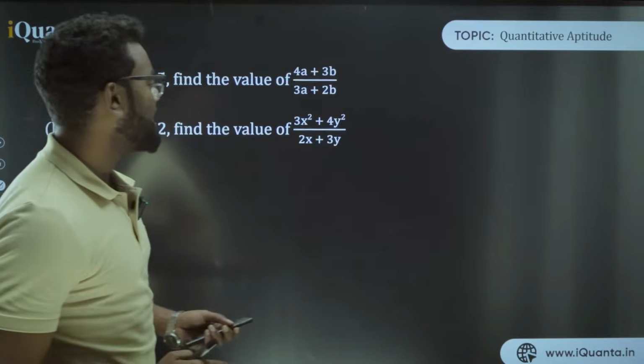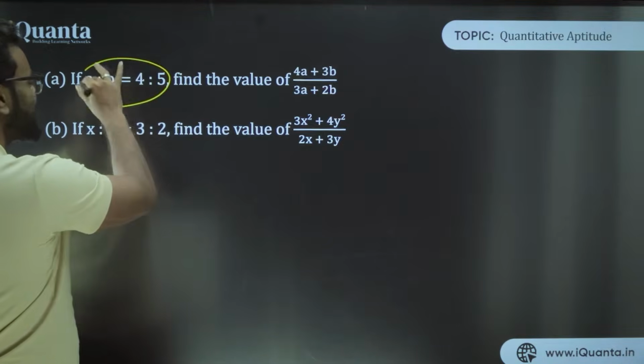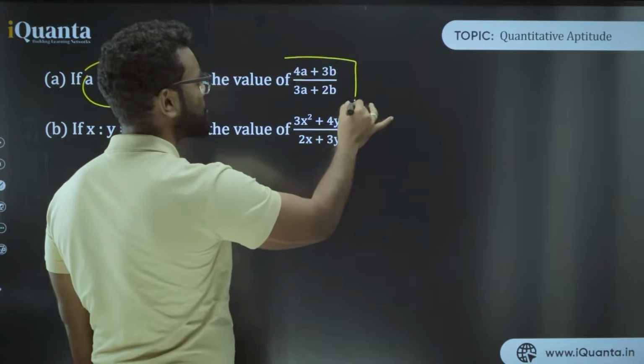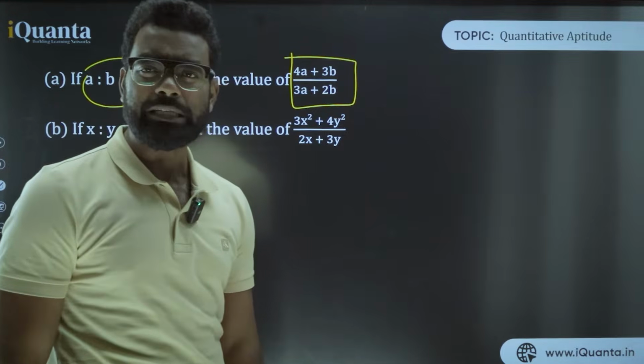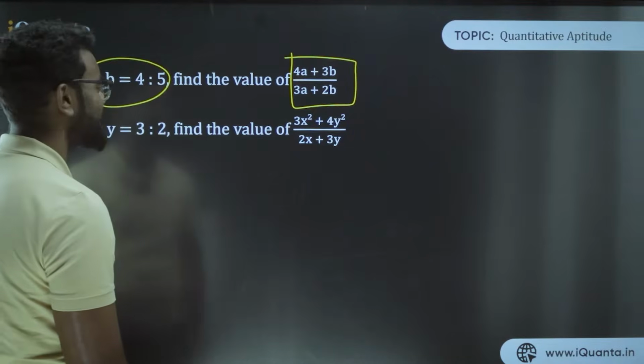So the first thing is this kind of question, an easy question. A is to B is given as 4 is to 5, and you need to find the value of (4A plus 3B) upon (3A plus 2B). If you want, you can pause here and solve the question yourself. Otherwise you can check how I'm solving this question.